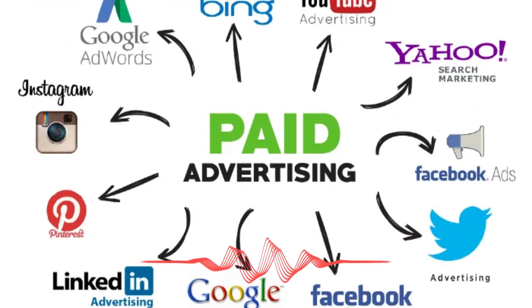Paid advertising. Paid advertising involves using platforms like Google AdWords or Facebook ads to drive traffic to your website. These platforms allow you to create ads targeting specific audiences and bid on keywords or placements to ensure that your ads are seen by the right people. In pay-per-click (PPC) advertising, you pay each time someone clicks on your ad, and in pay-per-impression (PPI) advertising, you pay each time your ad is shown.